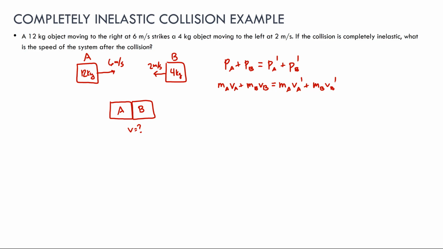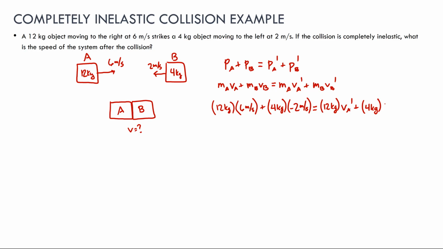If I set this up, I know that the mass of A is 12 kilograms. The velocity of A, it's 6 meters per second to the right, so it's positive 6 meters per second. For B, we have a mass of 4 kilograms. It's moving 2 meters per second to the left, so that's negative 2 meters per second. And that's going to equal 12 kilograms times VA prime plus 4 kilograms times VB prime.